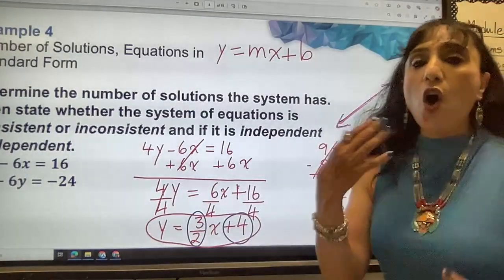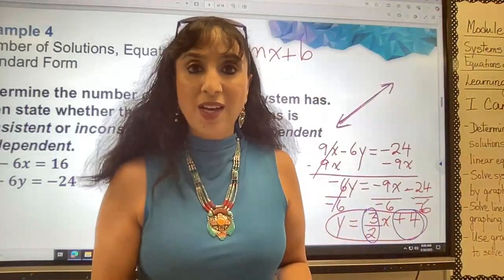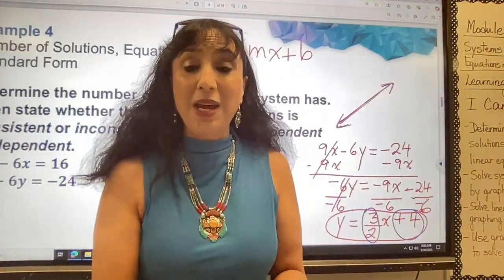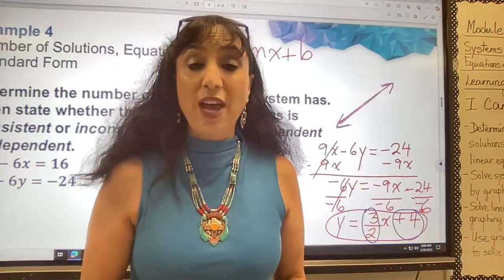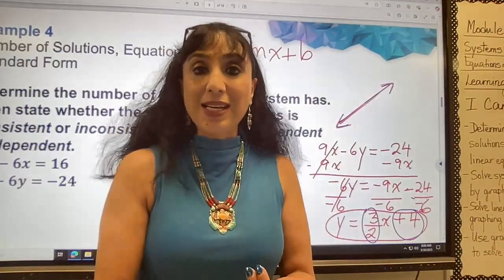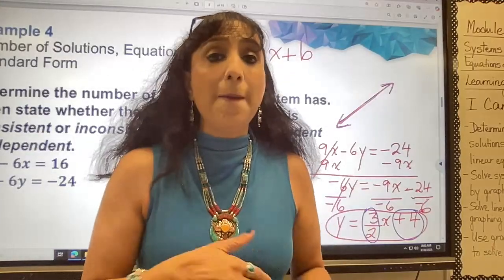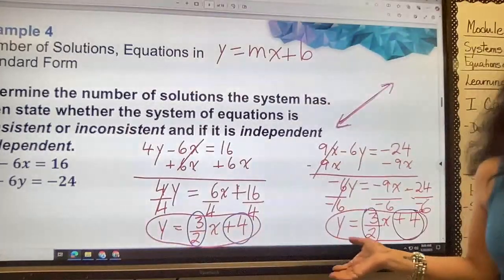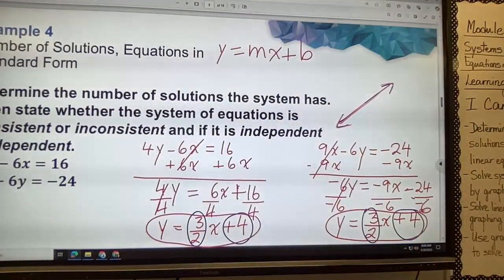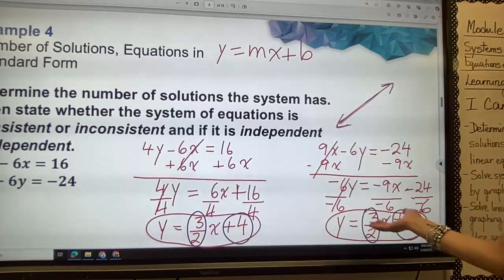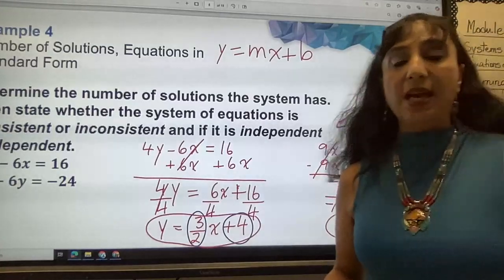That means all the ordered pairs are going to be the same in both lines. Therefore, this is consistent and it is dependent. There are infinitely many solutions. As you can see, it's literally having the same slope and same y-intercept.